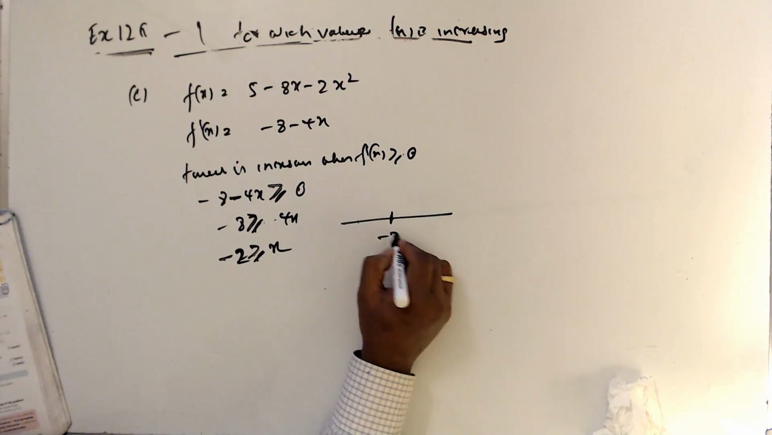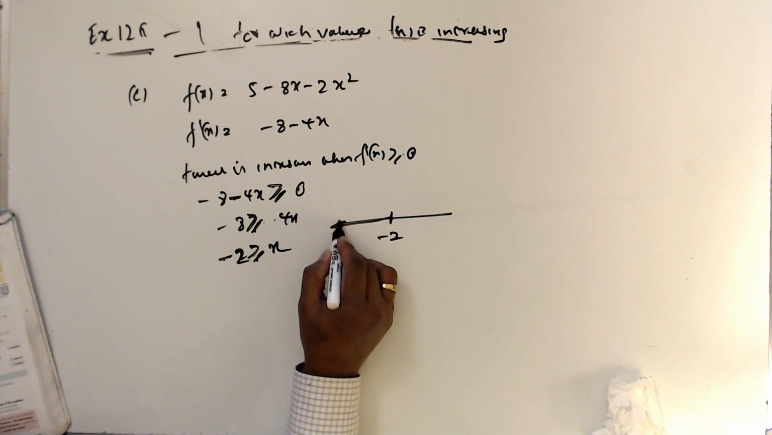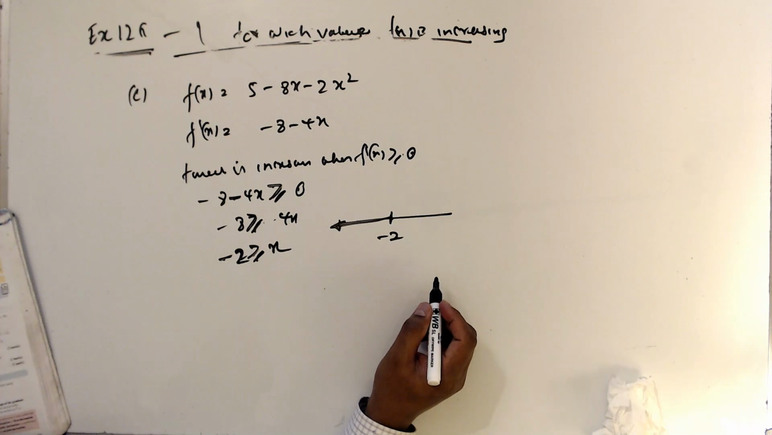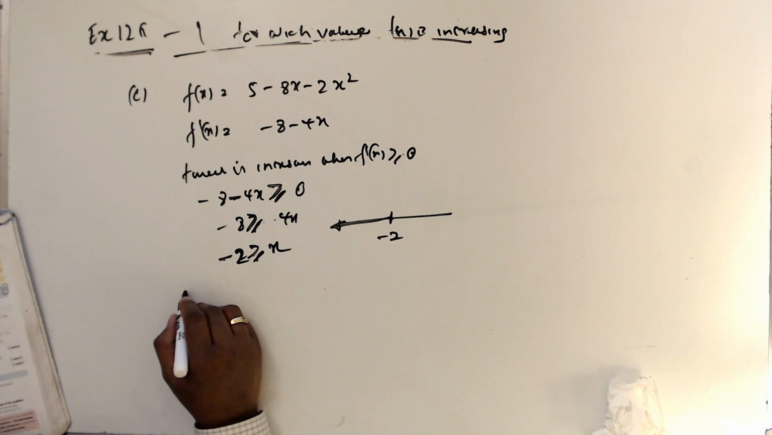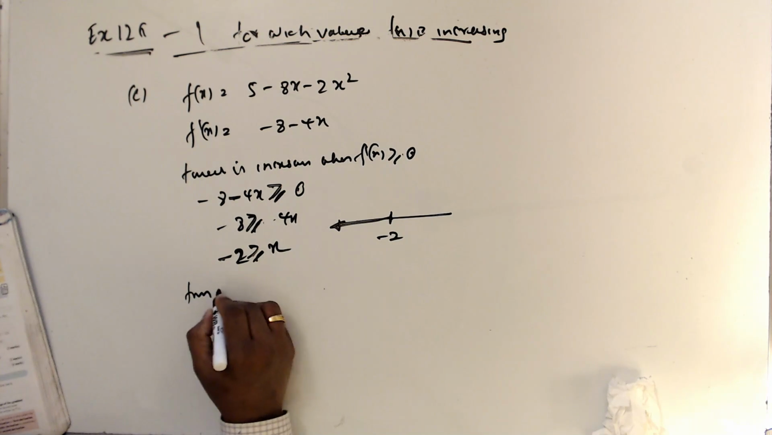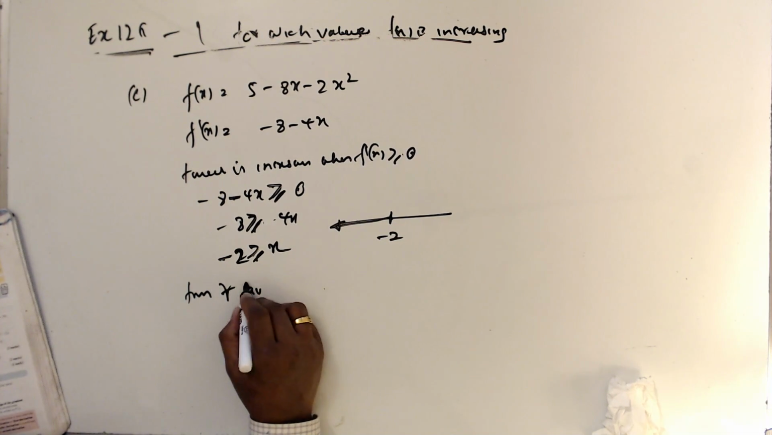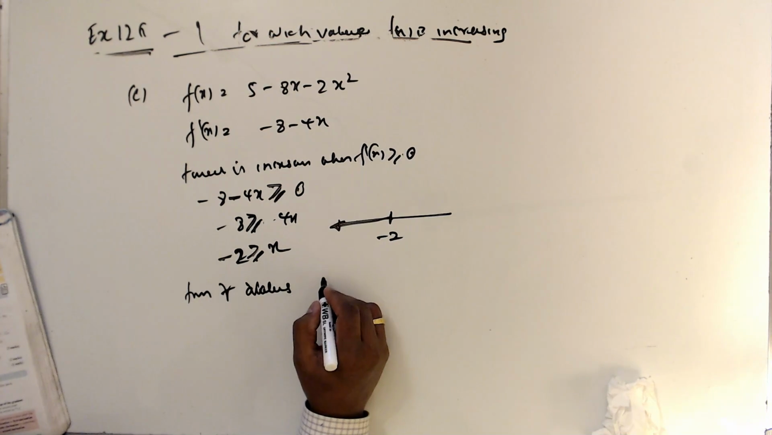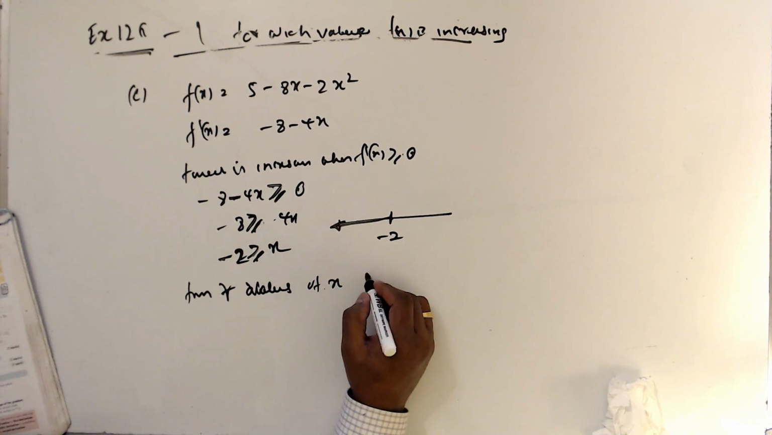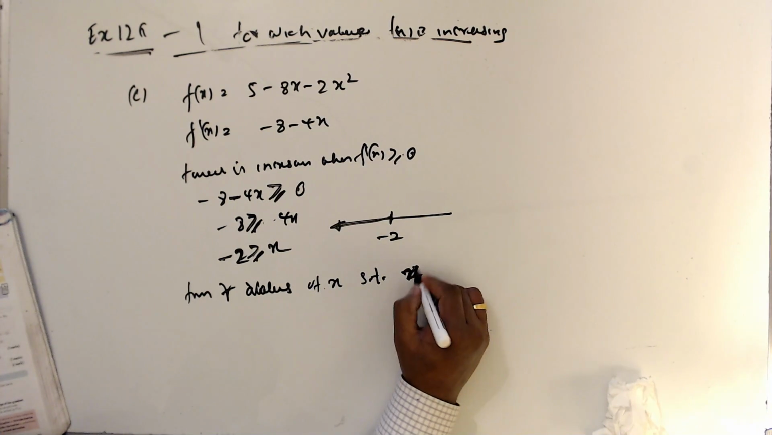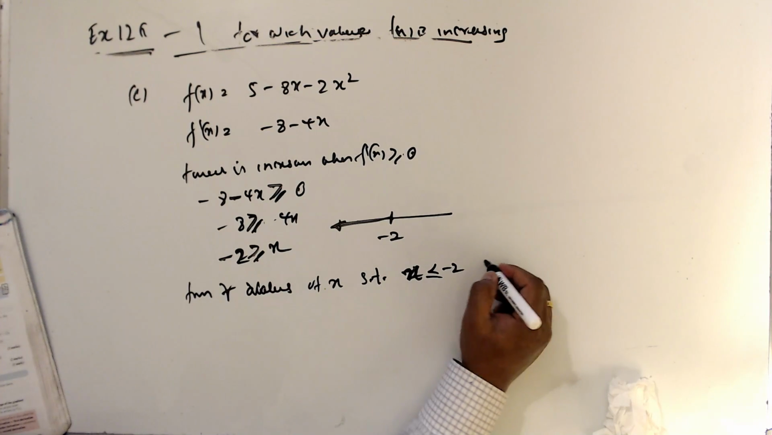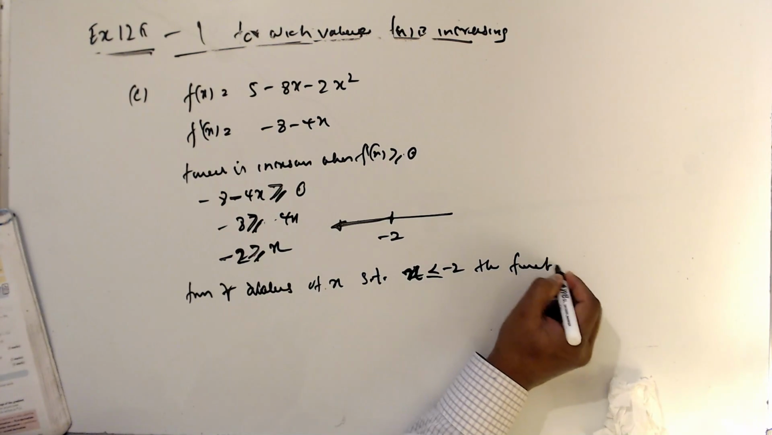When you take the number line, this is minus 2. So for all values less than minus 2, the function will be increasing. For all values of x less than or equal to minus 2, the function is increasing.